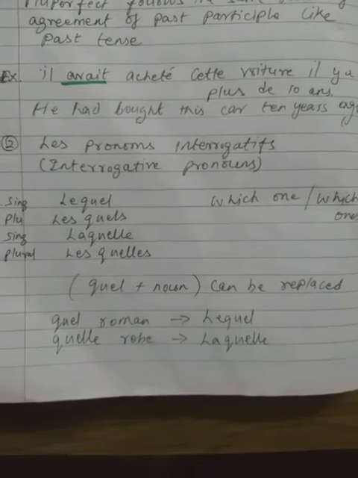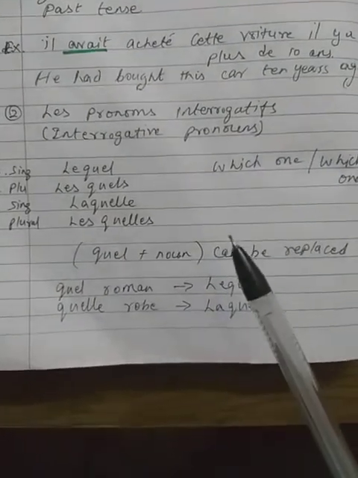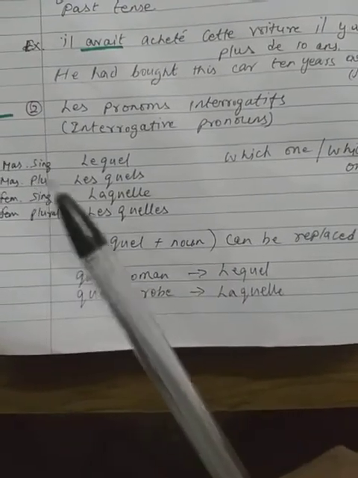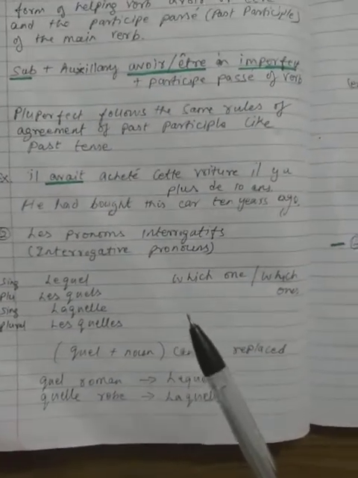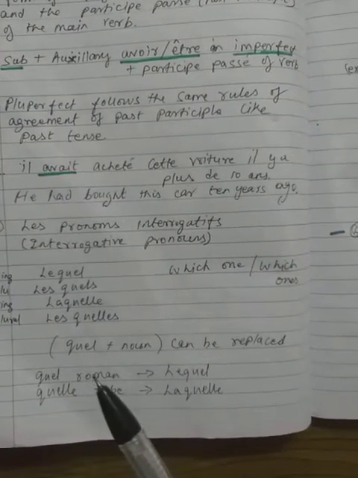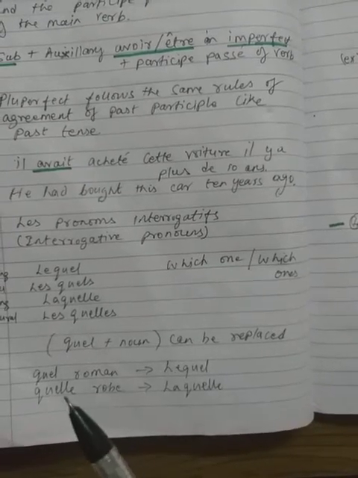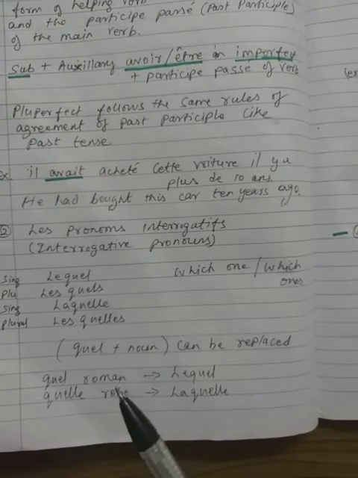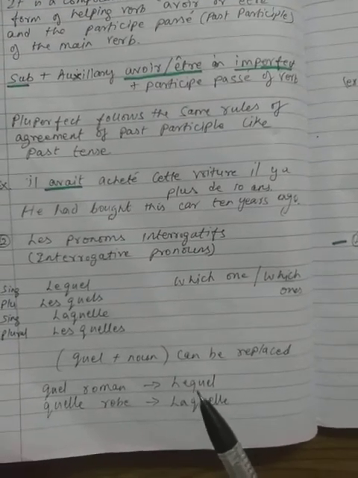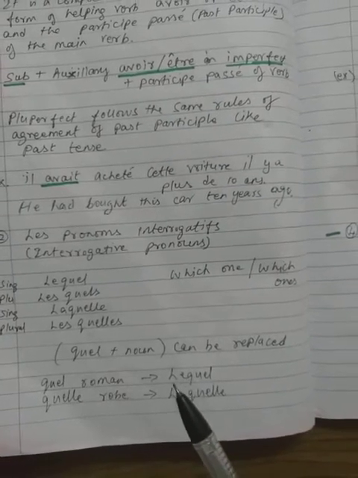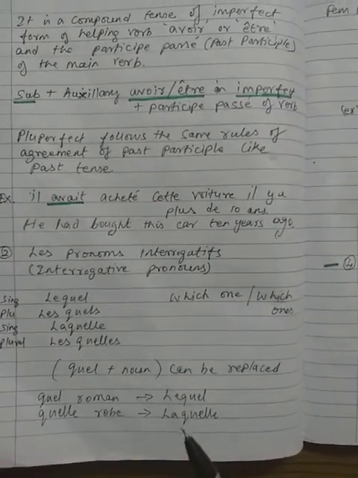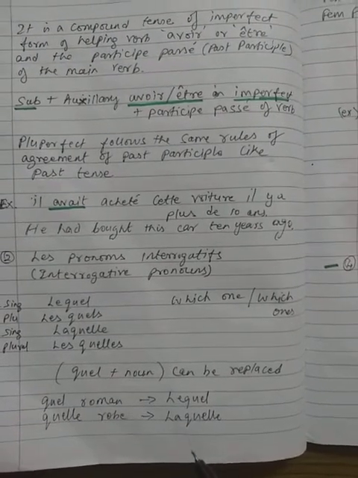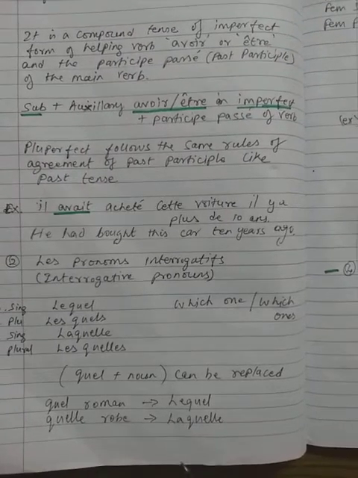Let us see the meaning of these interrogative pronouns. Look here, I have written the interrogative pronouns. How many types are there? Four types: masculine singular, masculine plural, feminine singular, feminine plural. What is the meaning of all four? Which one, which ones. How to use it? A QUEL plus noun can be replaced by these interrogative pronouns. For example, quel roman, which novel, can be replaced by lequel, which one. Another example, quelle robe, which dress, can be replaced by laquelle, which one. Like that you can use these interrogative pronouns.